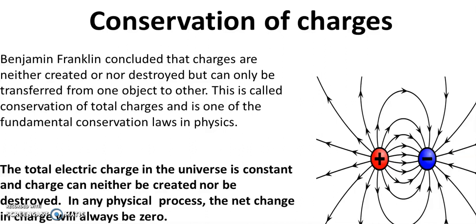It says that you cannot create a charge or destroy a charge, but you can transfer a charge from one object to another object. The total electric charge in the universe is constant, and charge can neither be created nor be destroyed. In any physical process, the net change in the charge will always be zero. So, the charge throughout the universe remains constant.